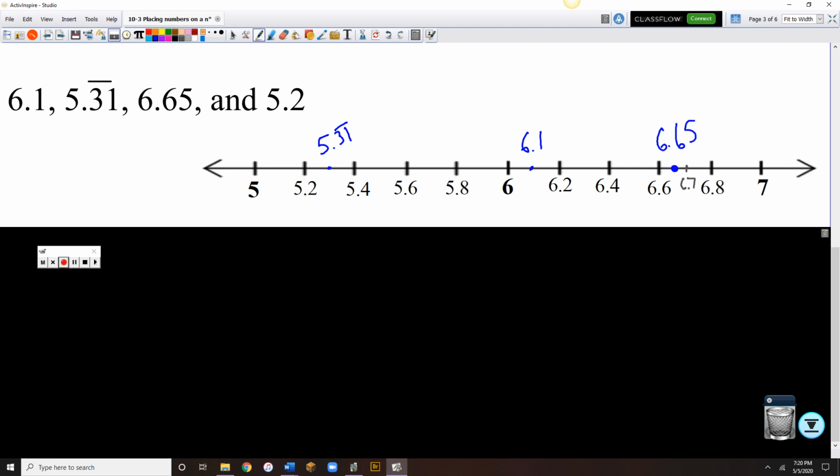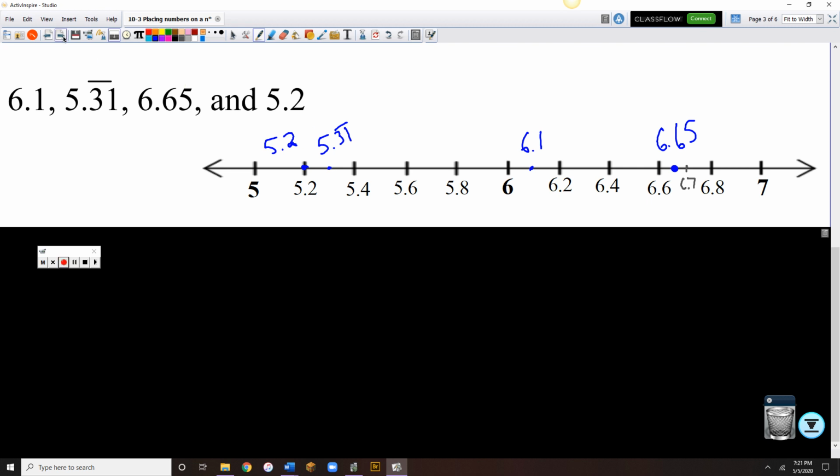And we label it 5.2, easy peasy. And we label it. Okay, so if everything's already a decimal, not too bad to put it on a number line.